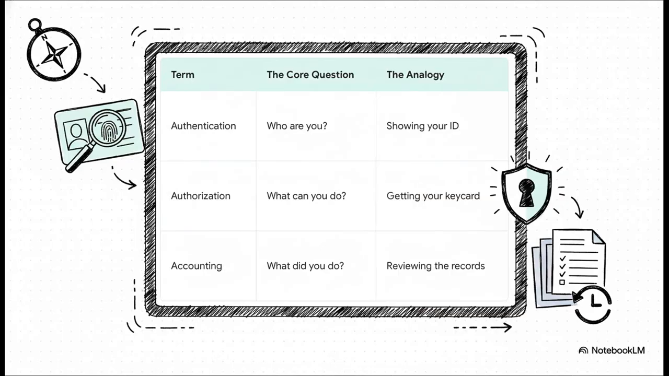Okay, so let's get into it. The whole system is built on something called the AAA framework. That stands for Authentication, Authorization, and Accounting. It all kicks off with authentication, which asks the simple question, who are you? Just think of it like showing your ID. Then you've got authorization, which asks, okay, what can you do? That's your key card. And finally, there's accounting, which tracks what did you do? That's the official record book. Let's break each one down.